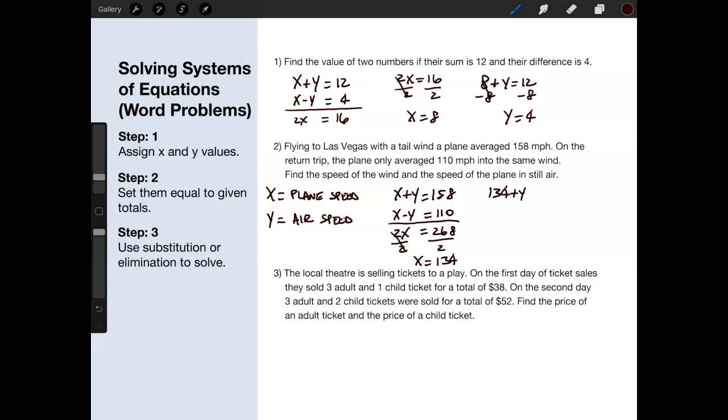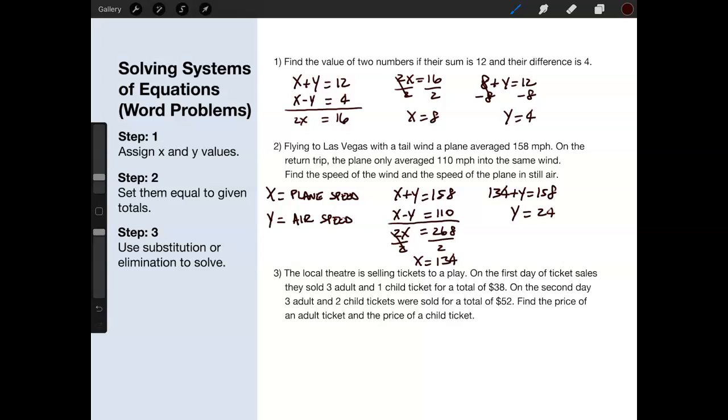134 plus y is 158. Subtract 134 from both sides, and we get y is 24. So the airplane traveled at 134 miles per hour, and the wind was moving at 24 miles per hour.